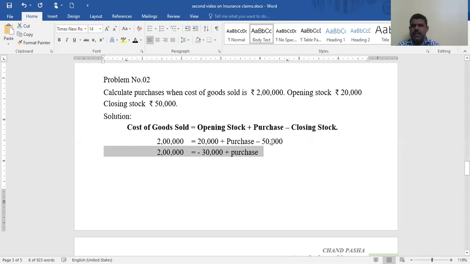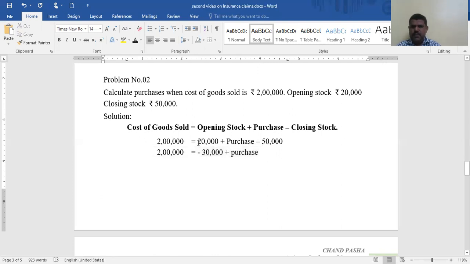20,000 minus 50,000. If you do this, we get the answer as minus 30,000. Now this purchase will be as it is. Here 2 lakh as it is.